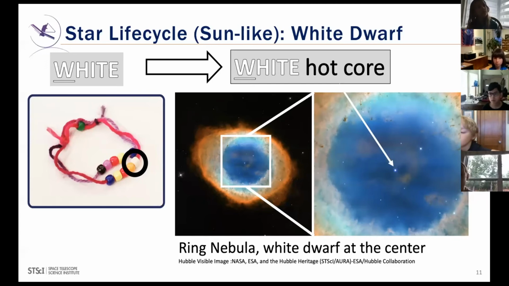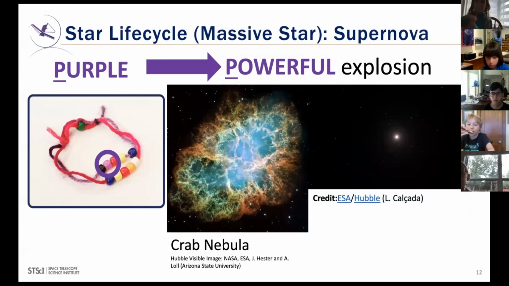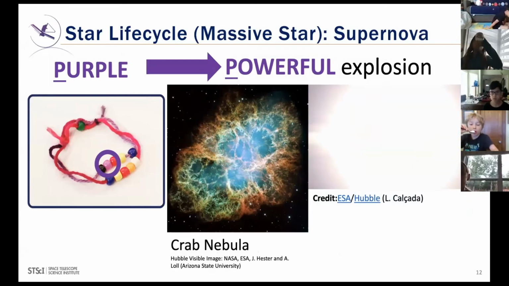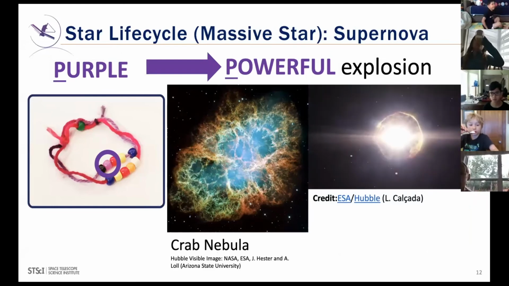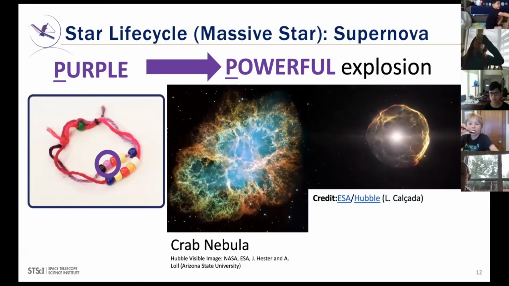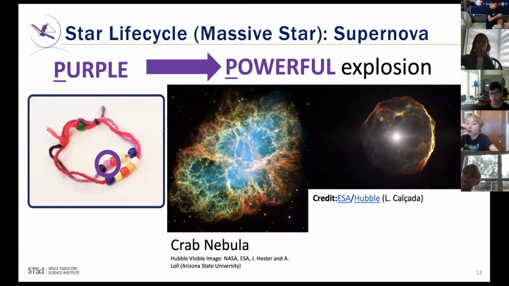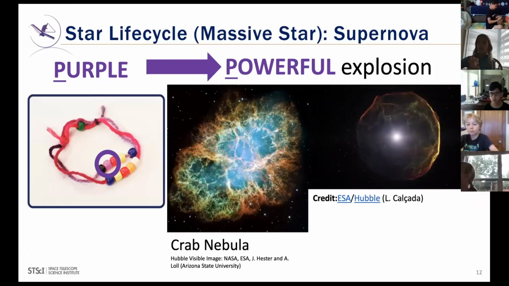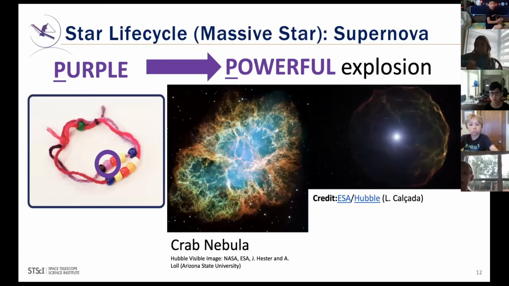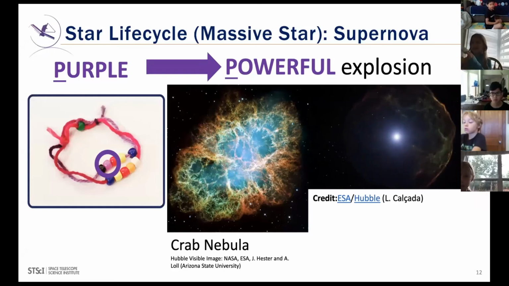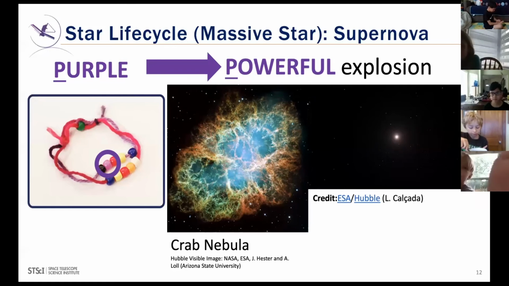And that's the cycle there for a sun-like star. Now, for a massive star, everything is very similar up to that red supergiant phase. But what happens next is that these are so massive that they can explode because of what happens in the core here. So we have P for purple, and this stands for powerful explosion. These are some of the most powerful explosions in the entire universe.